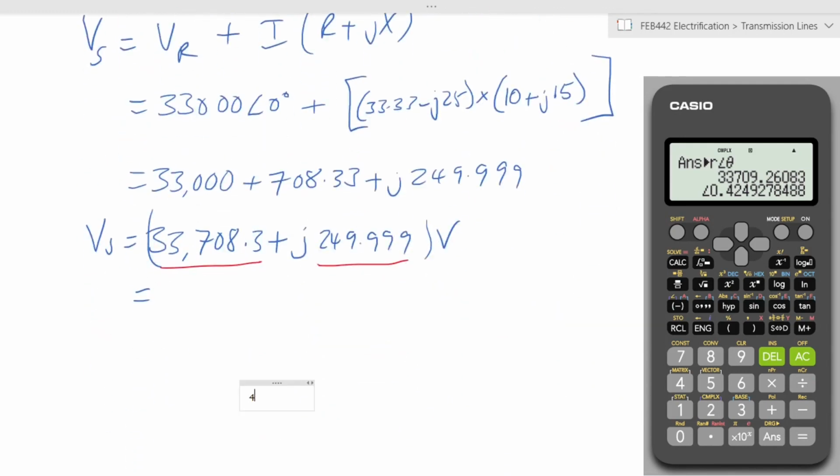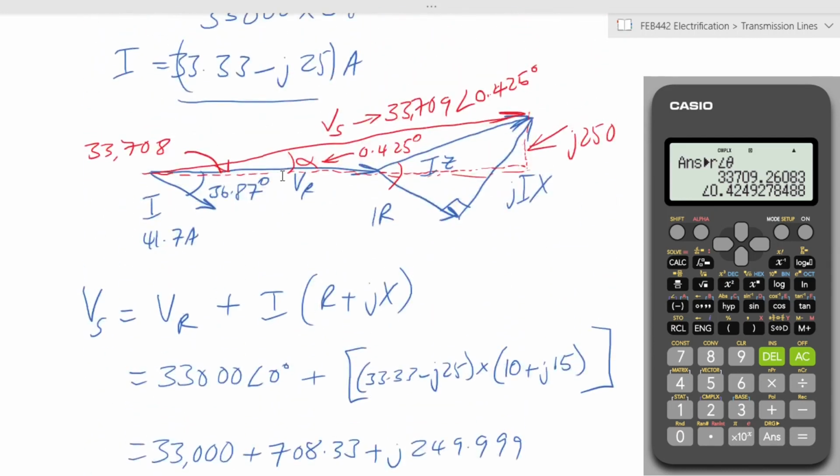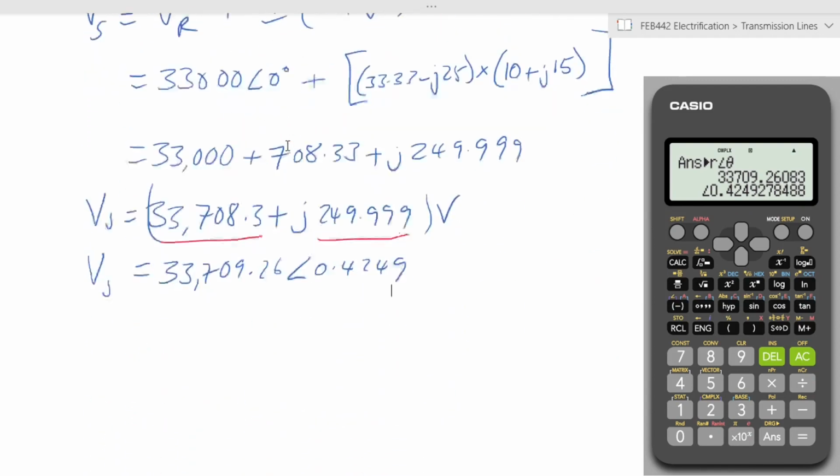So our sending end voltage is represented in polar coordinates as 4.26 at an angle of 0.4249. Notice that it is leading the receiving end. It is up, it is above. Anything below is lagging. Anything above our reference is leading.